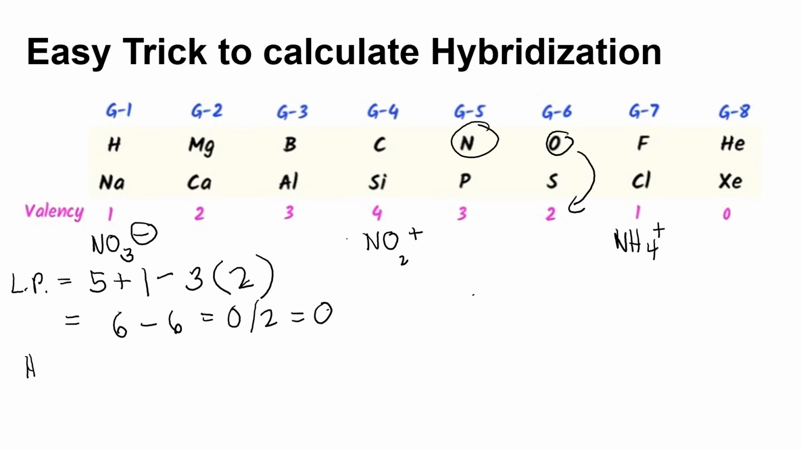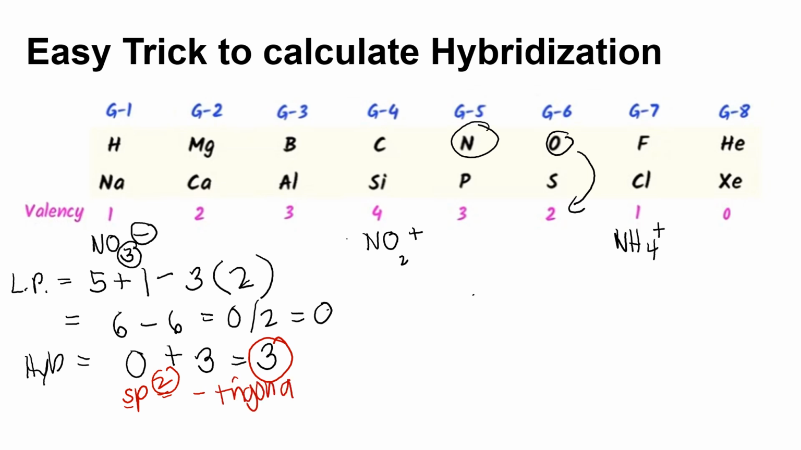So for hybridization, it's 0 plus how many surrounding atoms? That is 3. So this is sp2, 1, 2, 3. And since you have 3, this is trigonal. The geometry is trigonal.